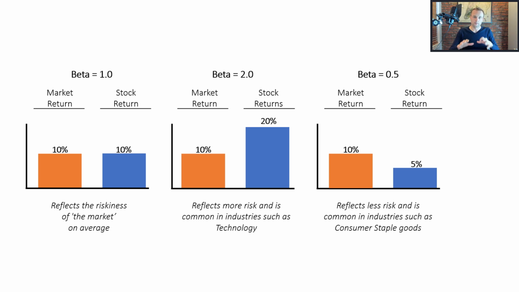In short, this relationship that you're seeing here is really the root concept that you need to pin down for beta, both for interviews and on the job. And then beyond this, what you need to tackle is what we're going to cover next, which is the concept of unlevering and relevering beta.